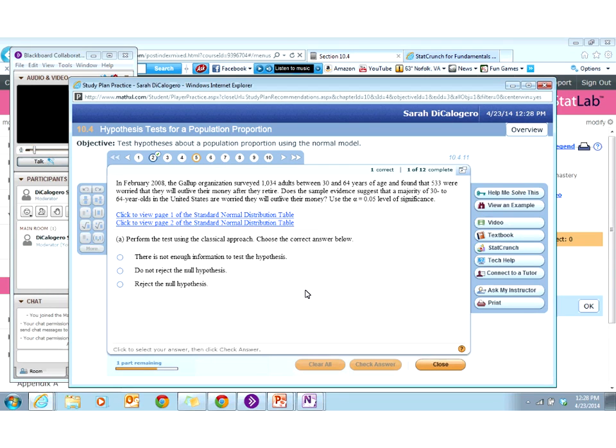February 2008, the Gallup organization surveyed 1,034 adults between 30 and 64 years of age and found that 533 were worried that they will outlive their money after they retire. Does the sample evidence suggest that a majority of 30 to 60-year-olds in the U.S. are worried that they will outlive their retirement? Well, it doesn't give us a test statistic to start with, but I'm thinking they're asking the majority. So a good hypothesis would be H0: P equals 0.5, and H alternative: P is greater than 0.5.